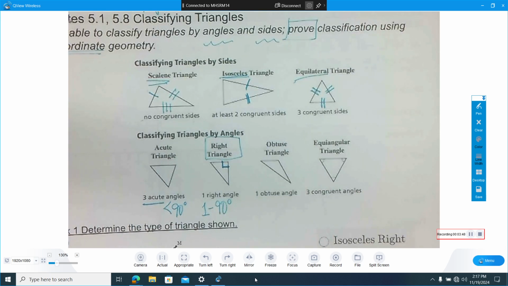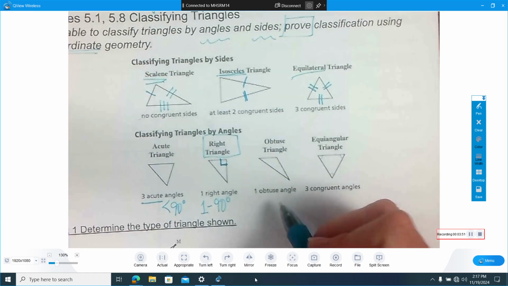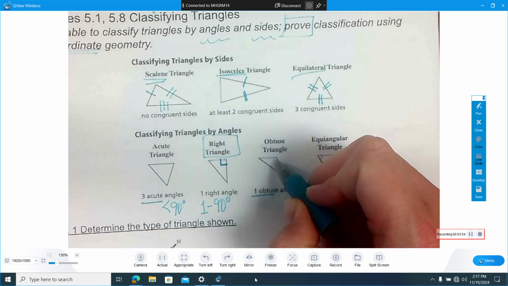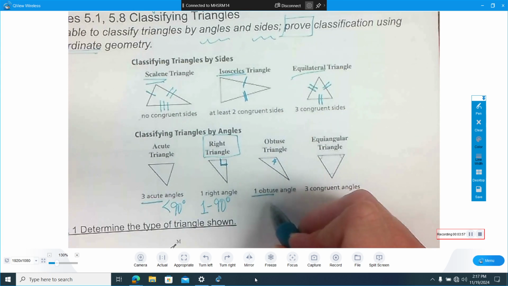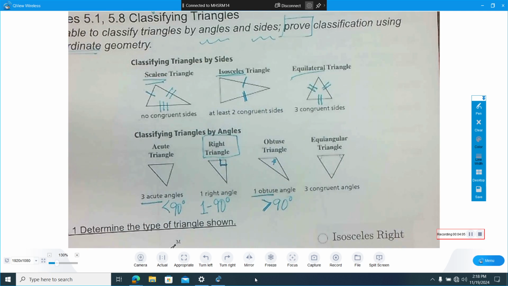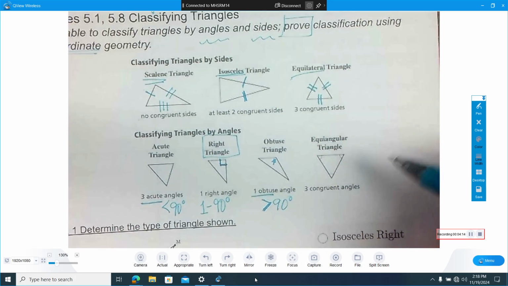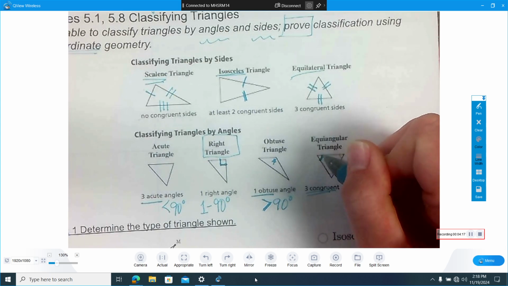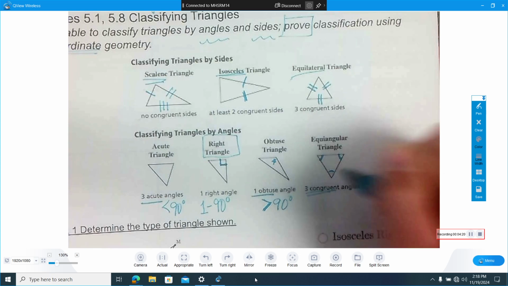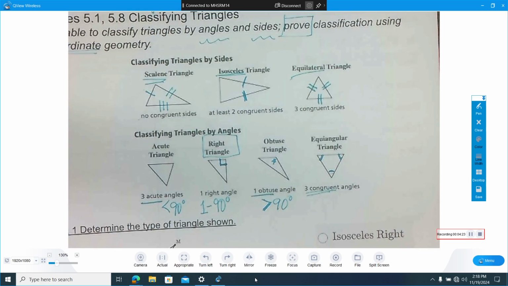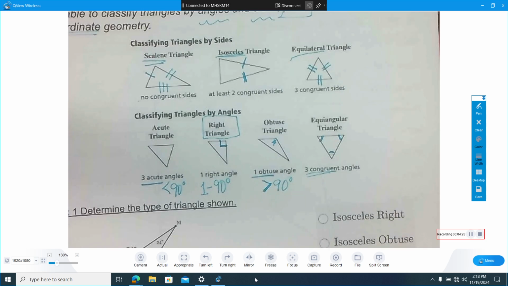And then an obtuse triangle. What's an obtuse triangle? 1 angle happens to be very big. 1 angle happens to be greater than 90 degrees. And then an equiangular triangle has 3 congruent angles. Yeah, so you see the markings there. All 3 angles, and yes, they would all be 60 degrees. You're right, I heard that. Which we'll talk more about tomorrow or the day after, I think.